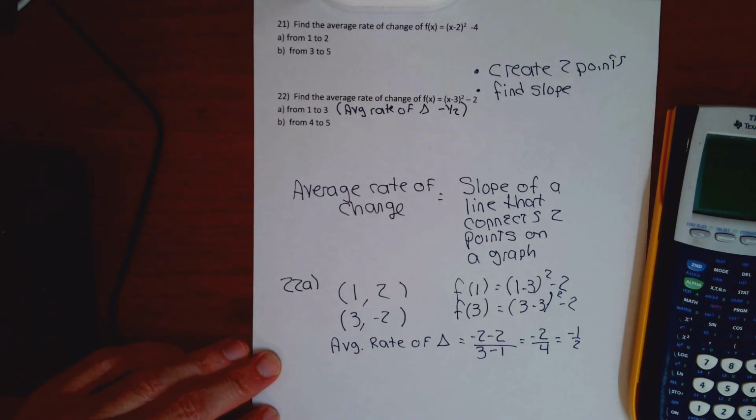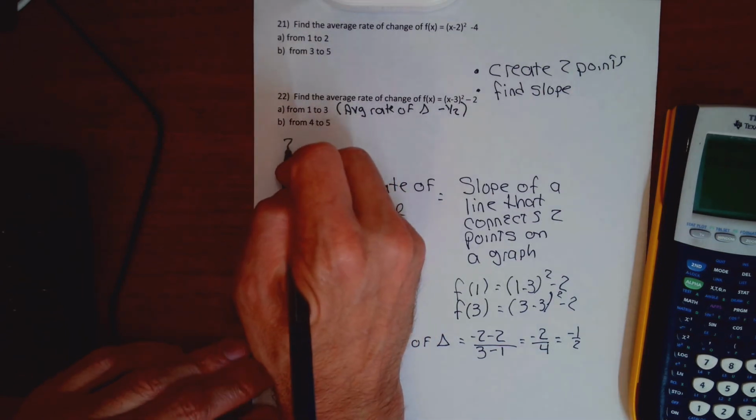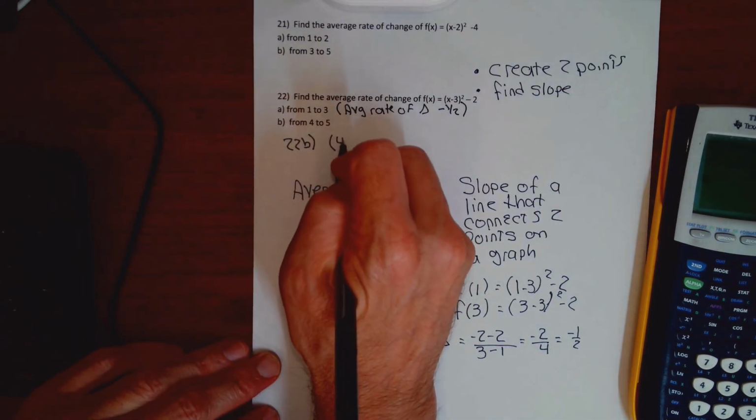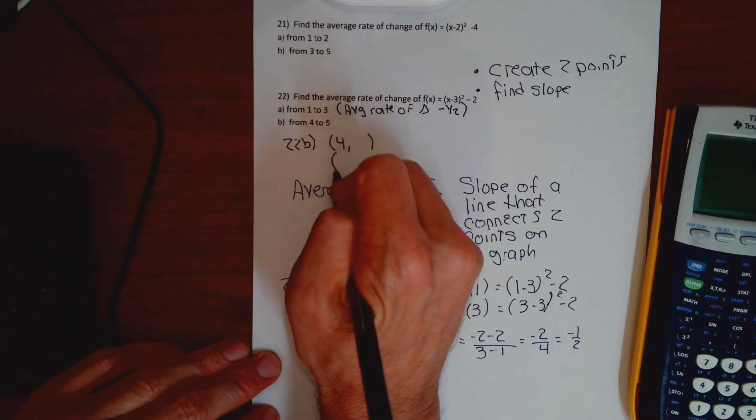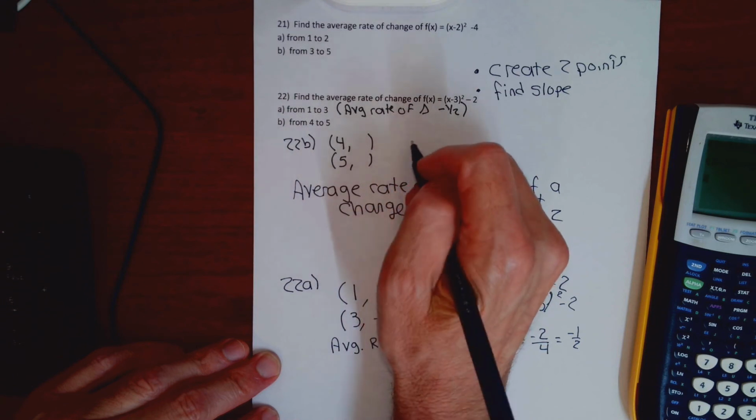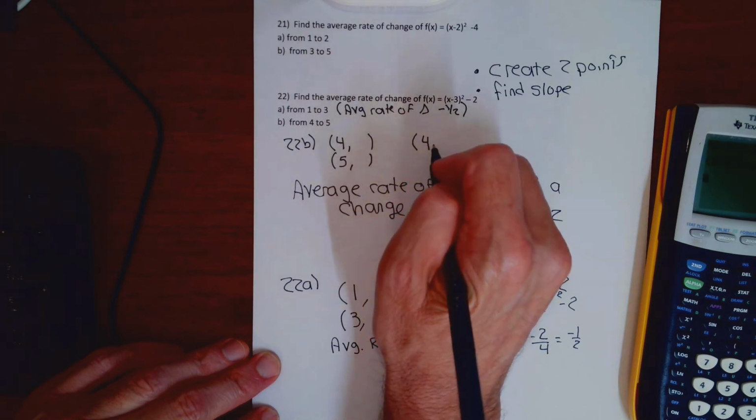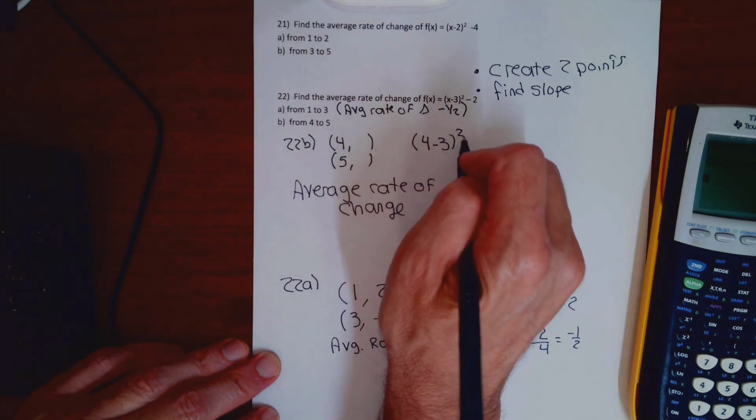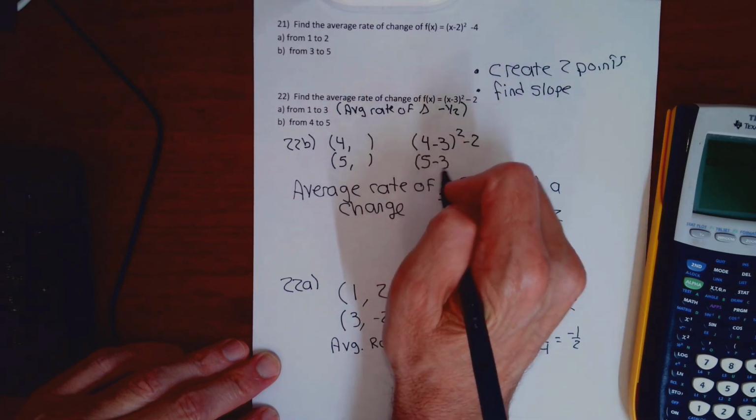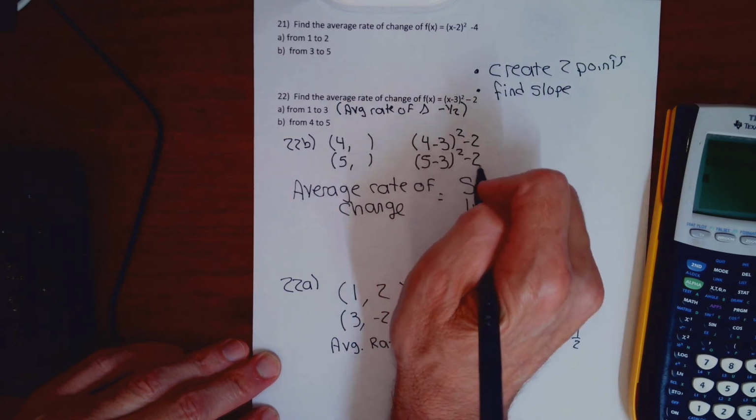If I wanted to do the same for 22b, I need to create 2 points. The x coordinate of one of the points is 4, the x coordinate of the other point is 5. I'm using the same function. I need to do 4 minus 3 squared minus 2 to get the first y, 5 minus 3 squared minus 2 to get the second y.